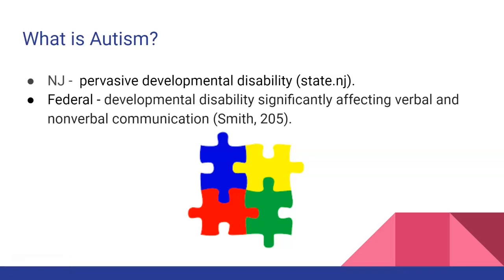In New Jersey, the definition for autism is a pervasive developmental disability that significantly impacts verbal and nonverbal communication and social interaction that adversely affects a student's educational performance. Federally, autism is defined as a developmental disability significantly affecting verbal and nonverbal communication and social interaction, generally evident before the age of 3, that adversely affects a child's educational performance.